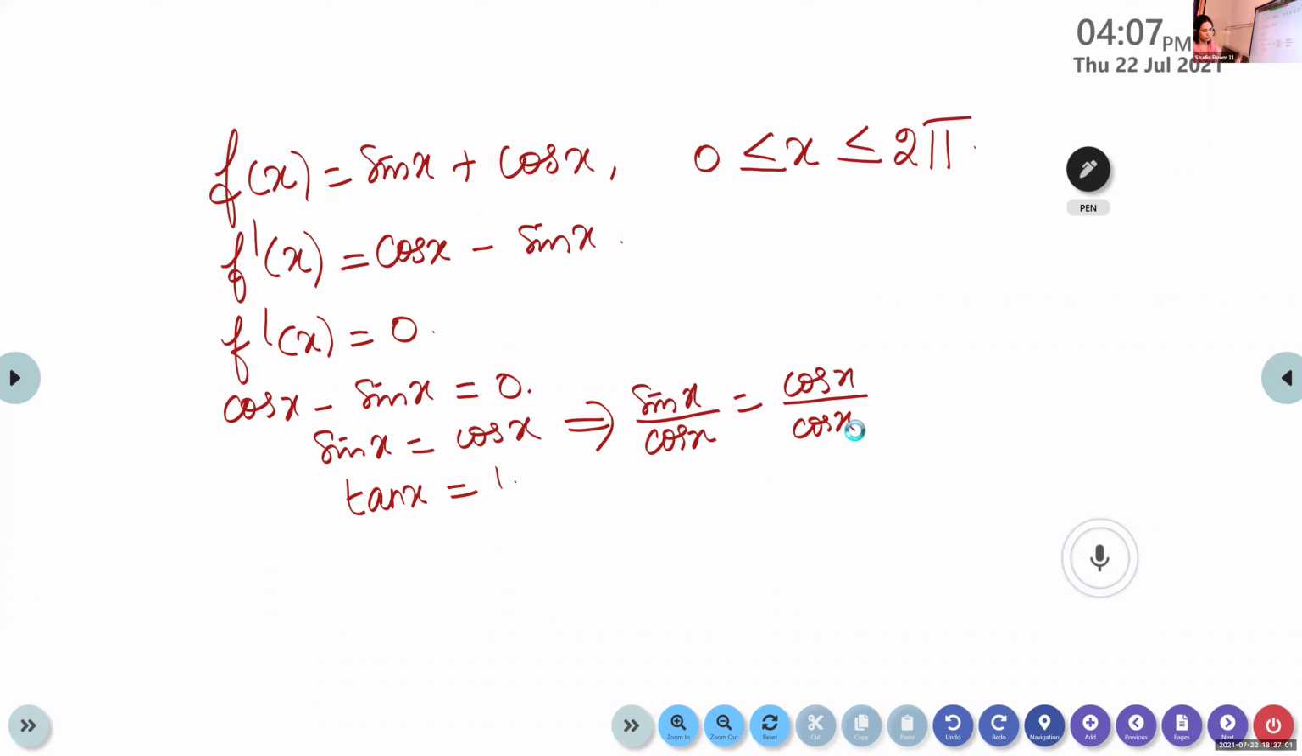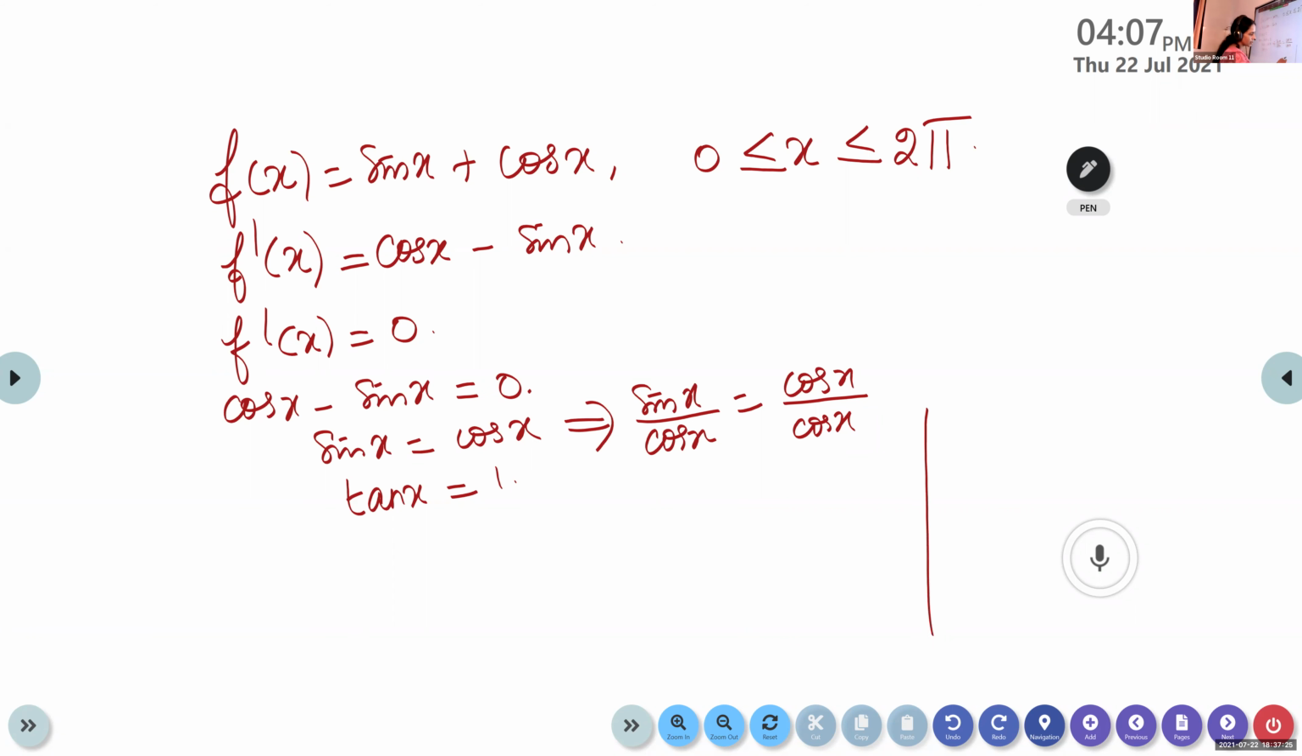Is it okay? Up to this, is it clear, children? What I did here: equate it to 0, I write sin x minus cos x is 0. So you get sin x is equal to cos x. What we are doing here is dividing both sides by cos x. So we get sin by cos, tan x equal to 1. So we want to find those values of x where tan will become 1.